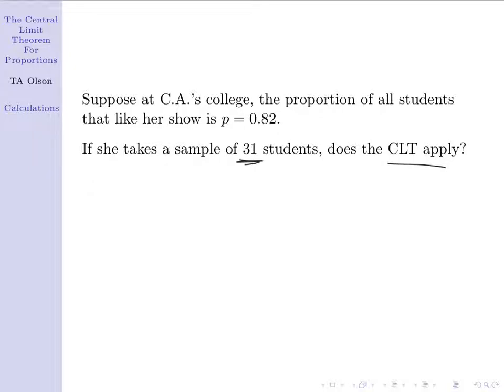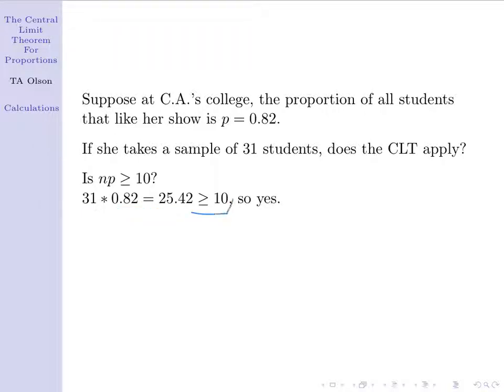We remember last time we just needed more than 30. So let's check and see if that works here. Our two conditions: is our sample size times our proportion greater than or equal to 10? Our sample size is 31, our proportion is 0.82, and we get 25.42. And that is indeed greater than 10.